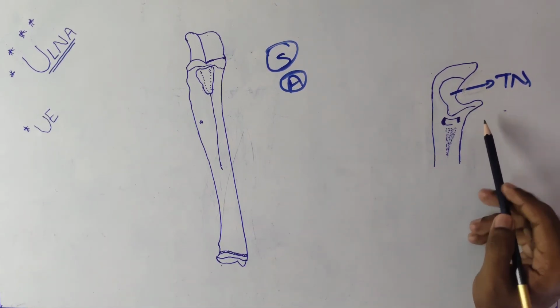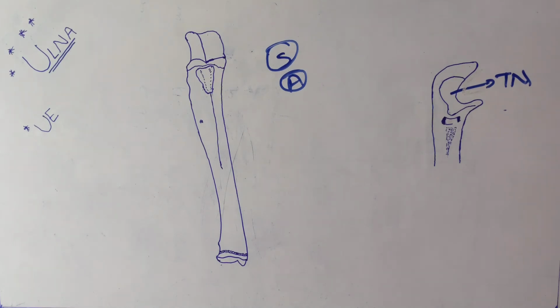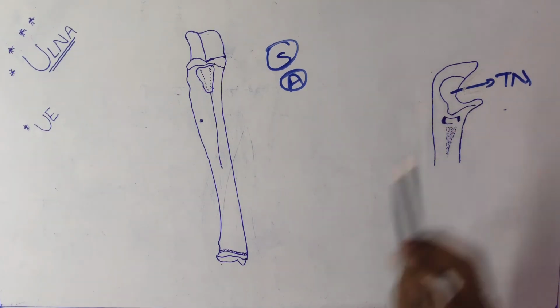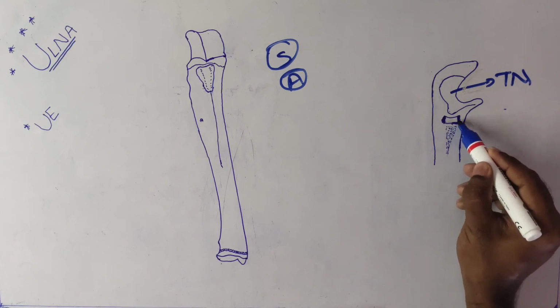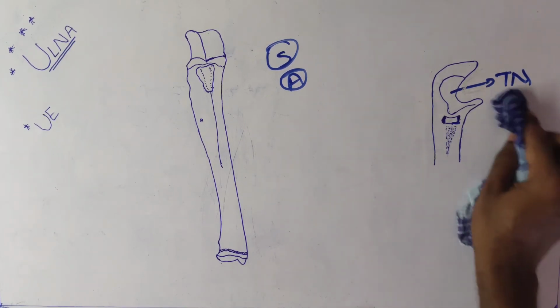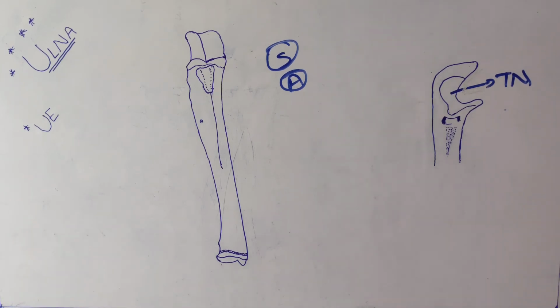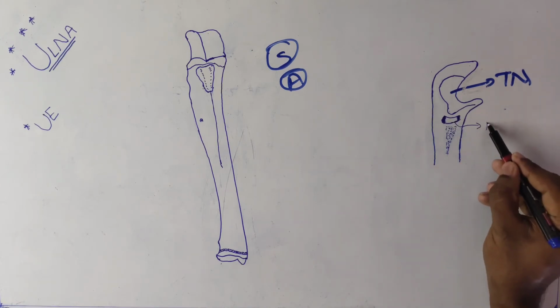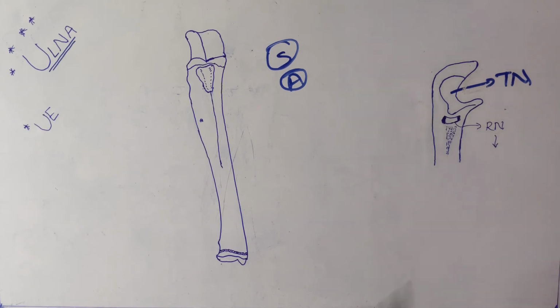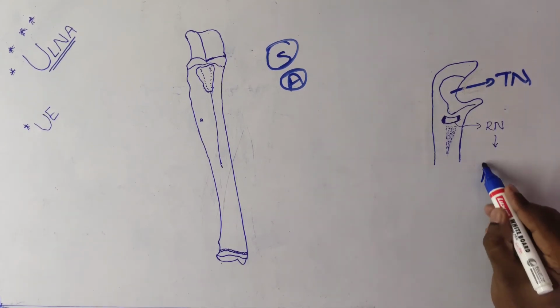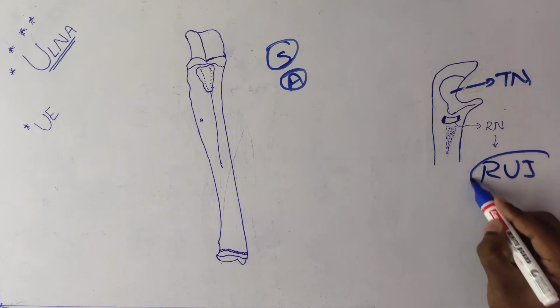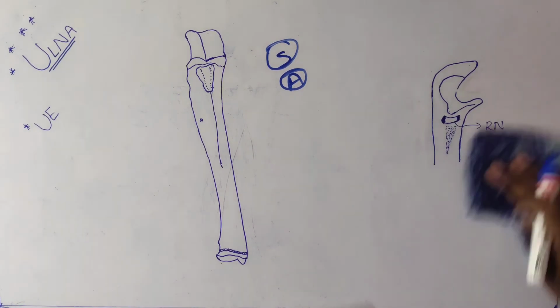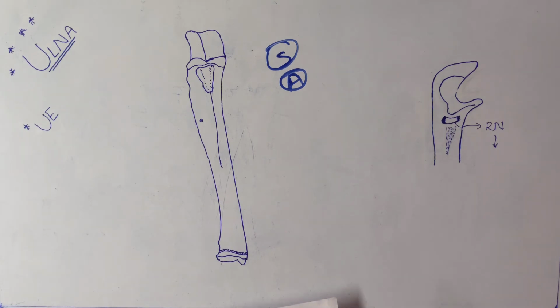Now we will go through the radial notch. Here it is, the radial notch. I already studied this radial notch. It helps to attach with the radius to form the radio-ulnar joint. This is all about the trochlear notch and radial notch. This is all about the upper end. We have completed the upper end.